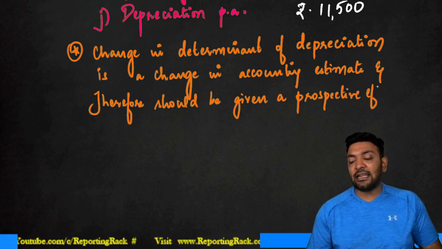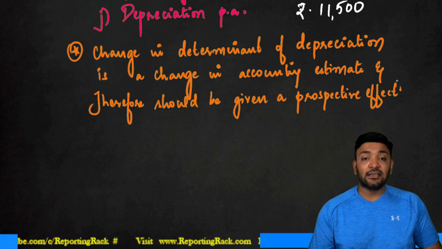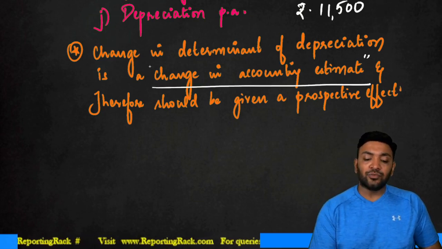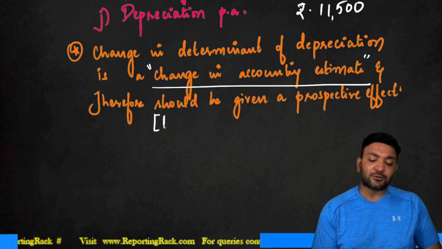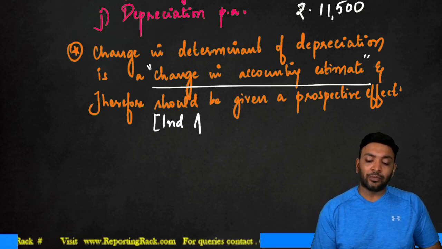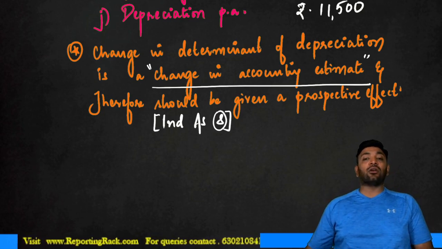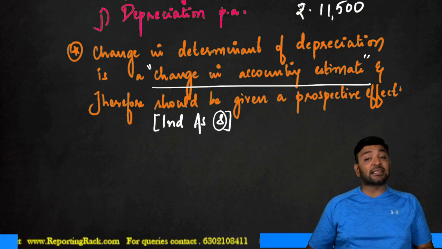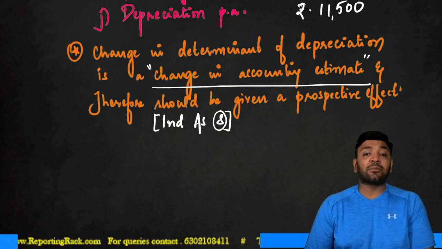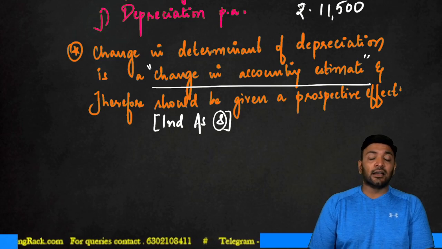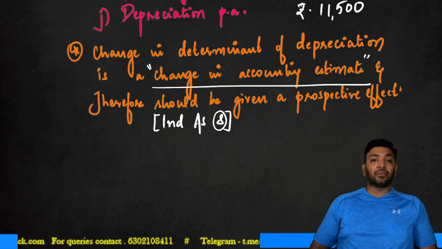This should be dealt with as per IND AS 8, guys. This change in accounting estimate we are talking about is as per IND AS 8. We will come back to that standard. We will understand both change in accounting policy, change in accounting estimates, and also another statement under IND AS 8 which is called errors.